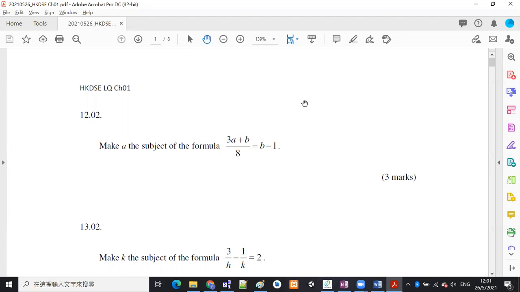Page 1 and page 2 are from the long questions. And then starting from page 3 to page 8, all of them will be multiple choice questions. So I will go through the long questions with you in this lesson. And then I will let you do the multiple choice questions, and then we will check the answers together. Let's do it together first.